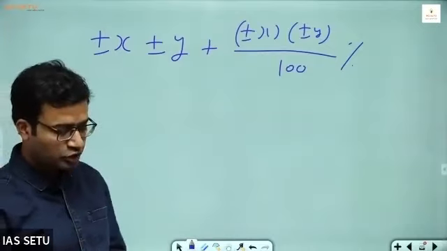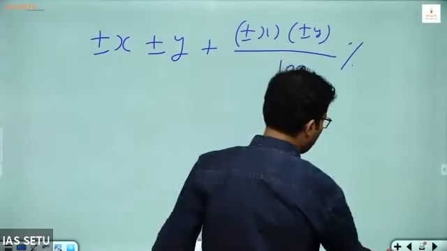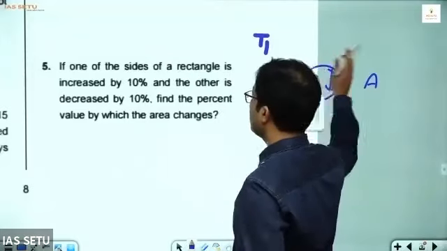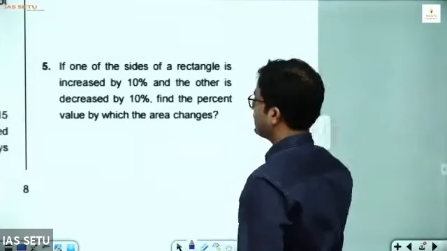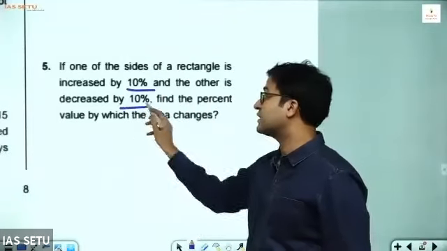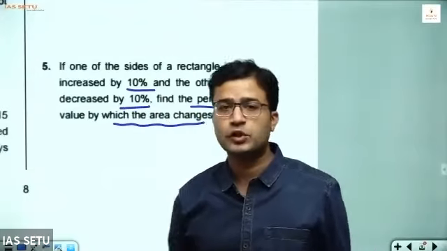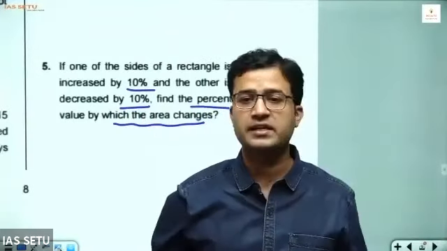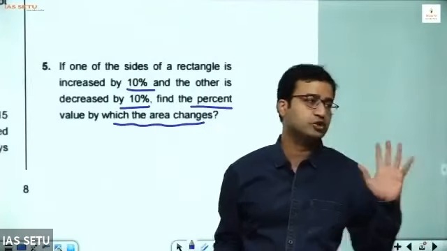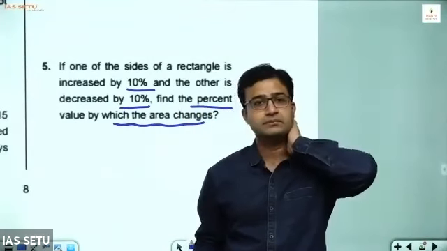Let me take 5-6 questions here on type 2, and I will increase the difficulty level also क्योंकि अब CSAT थोड़ा difficult होता जा रहा है. Like question number 5, very simple question. If one of the sides of a rectangle is increased by 10% and other is decreased by 10%, find the percent value by which the area changes. One of the answer options given is no change. 10 increase, 10 decrease, cancel. Some students think logically, भैया ये तो 10 और 10 cancel हो गया. They mark 0%, no change, and with confidence they say, अरे यार UPSC का standard बढ़ गया.